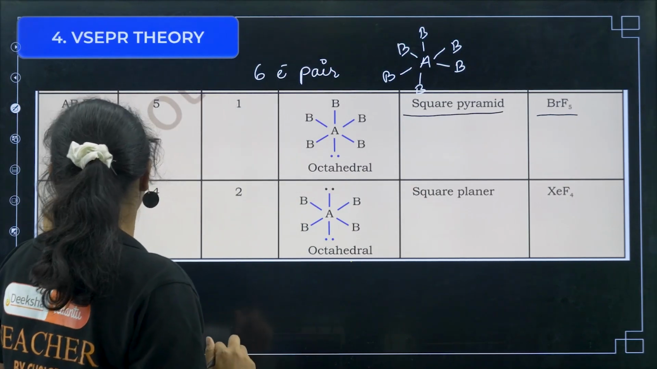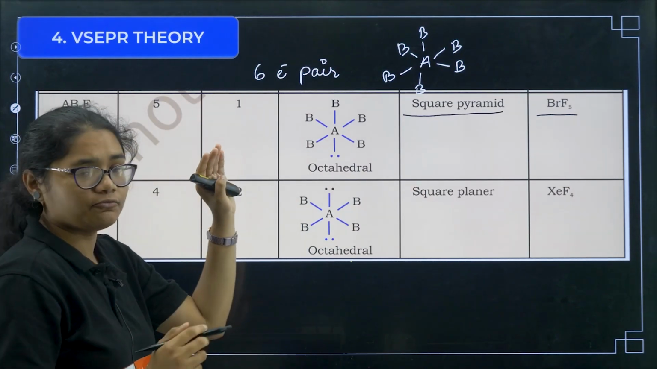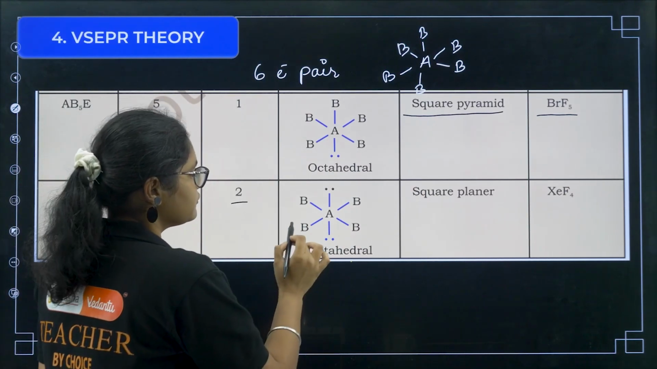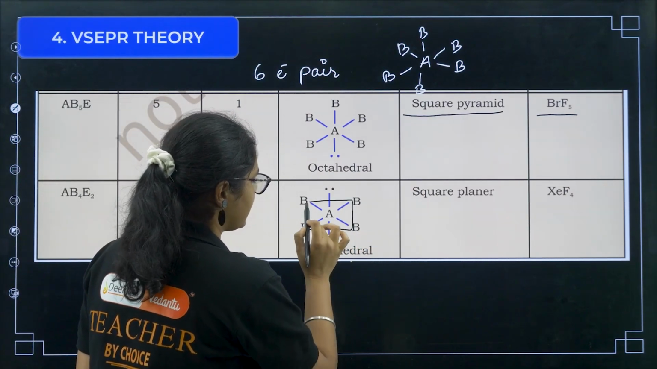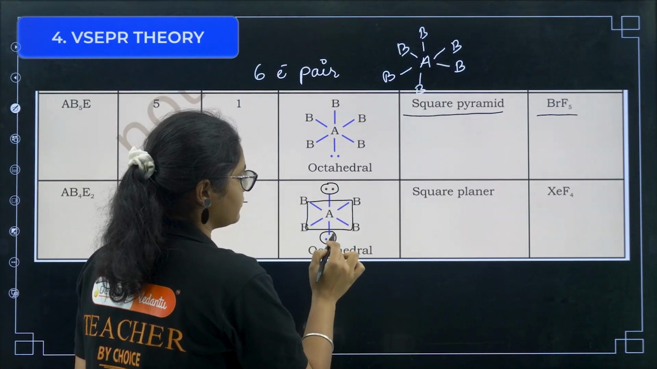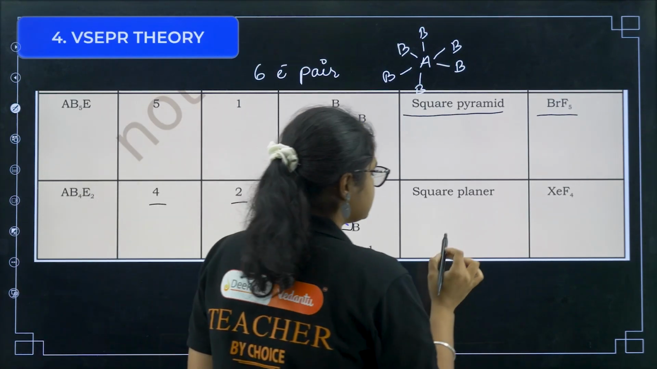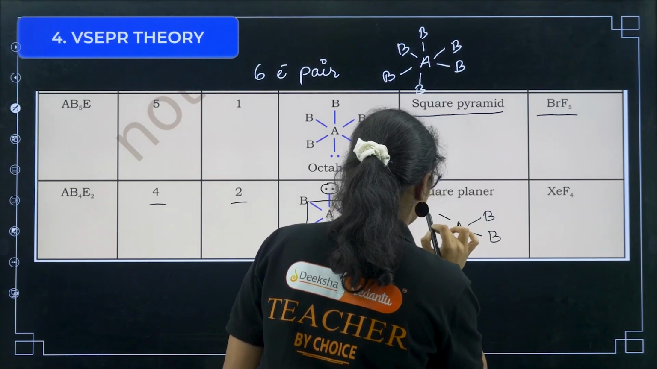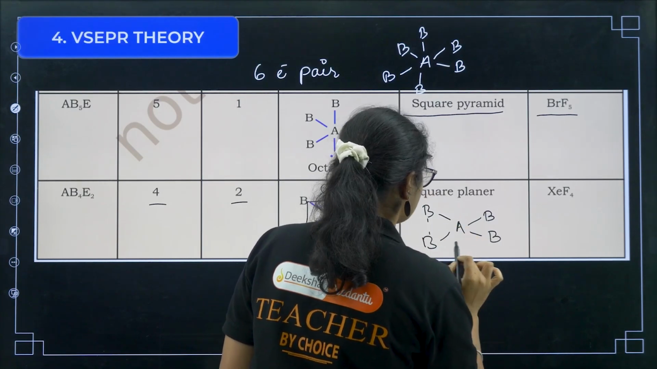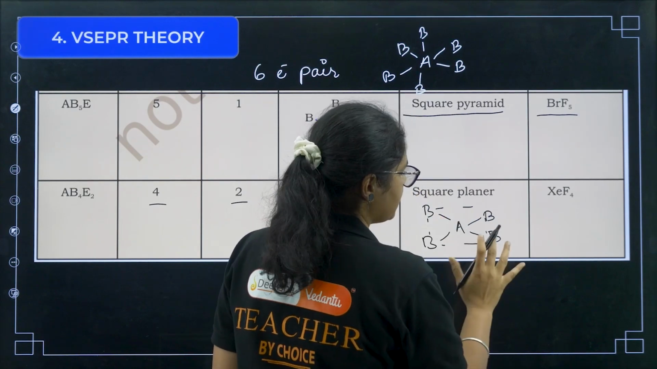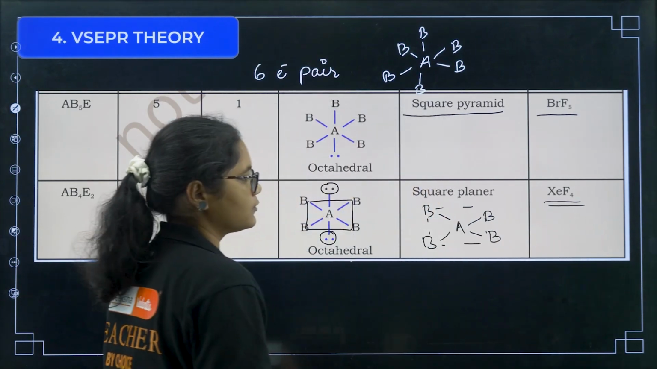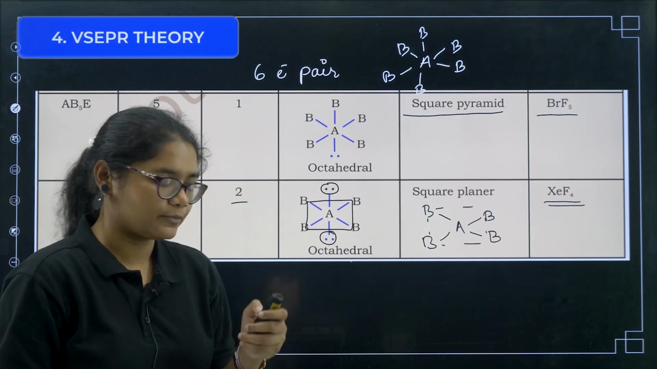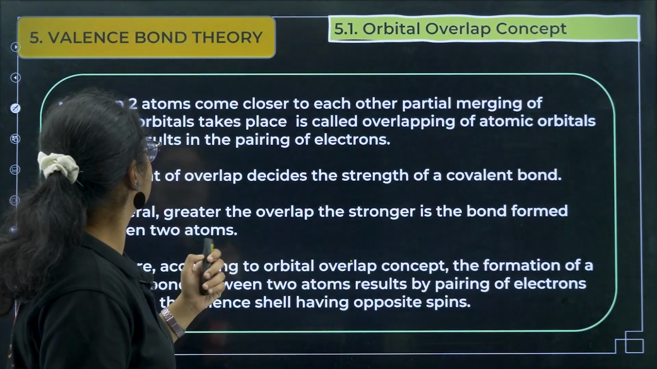Now coming to the same, if you have 4 bond pairs and 2 lone pairs, so you will have 4 atoms present in one plane and 2 lone pairs present here. The shape will look like this, and this is called square planar shape, that is XeF4. So these are the different examples that you should remember, clear? So with this, the VSEPR theory is completed.